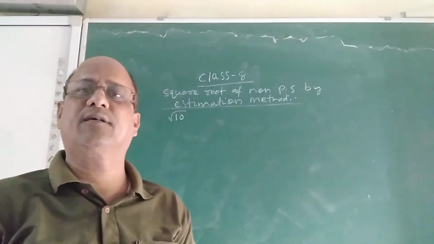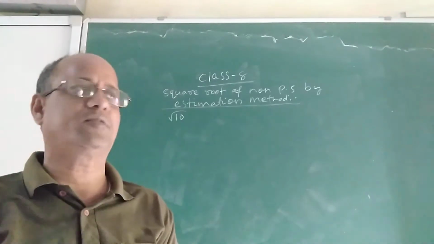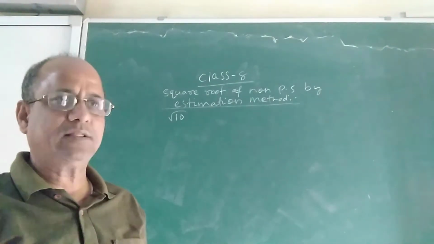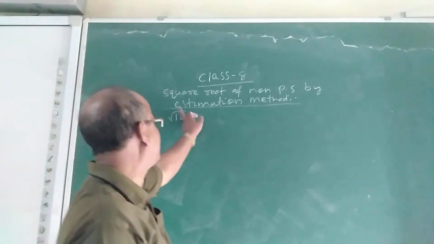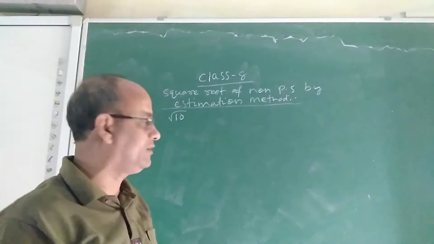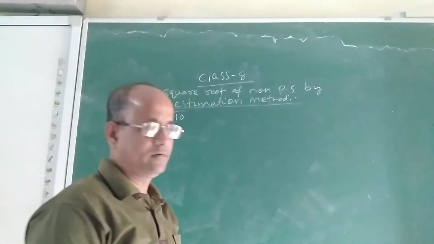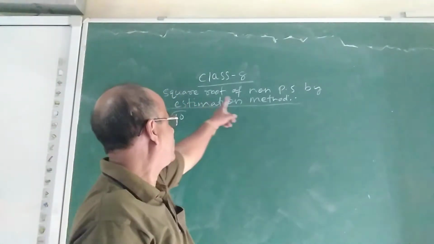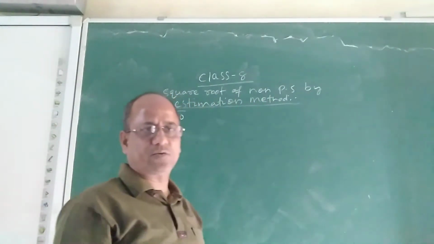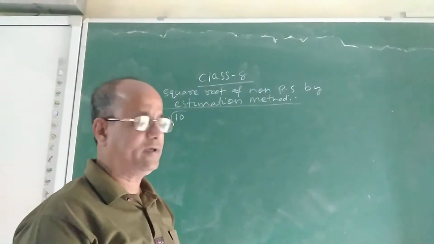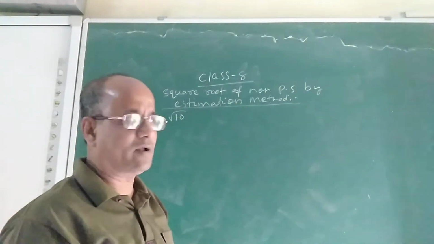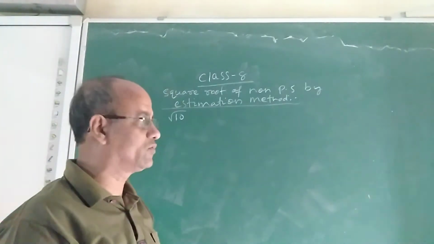Children, today let us discuss the last part of the chapter square root. It is another method known as the estimation method. What is the estimation method? How to calculate the square root of a non-perfect square. Non-perfect square means it is not a square number, okay? So if a number is not a square number, how to calculate its square root?